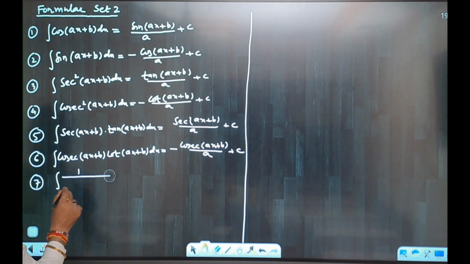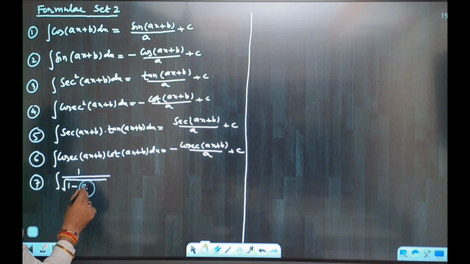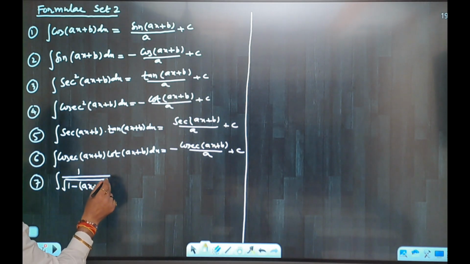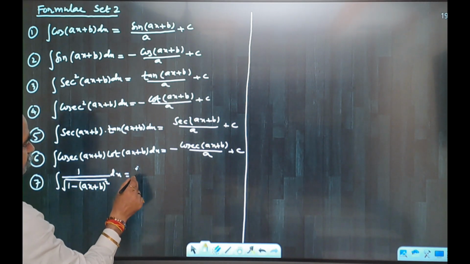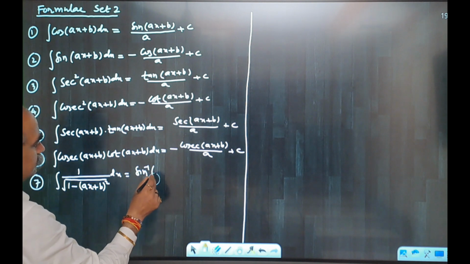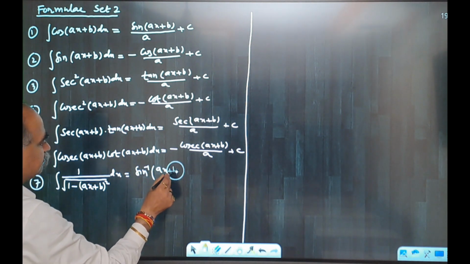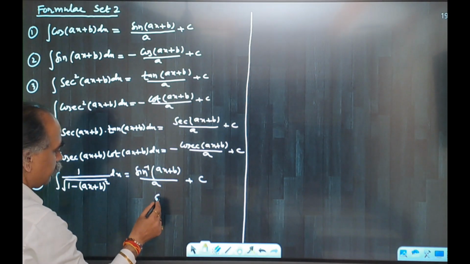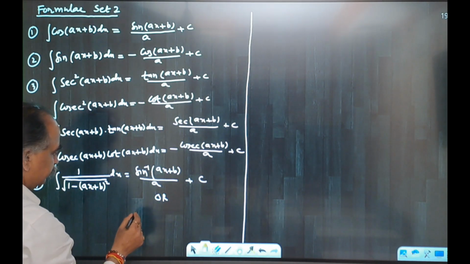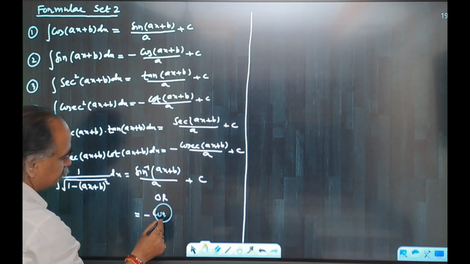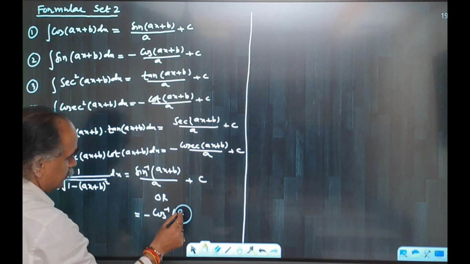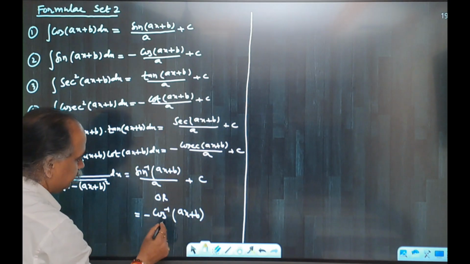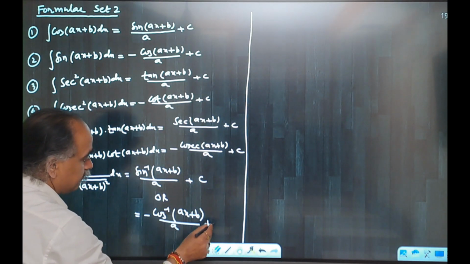Integral 1 upon root 1 minus x squared, where x is replaced by ax plus b, in the integration side is sine inverse of (ax plus b) upon a plus c, or the same thing equal to minus cos inverse of (ax plus b) upon a plus c.